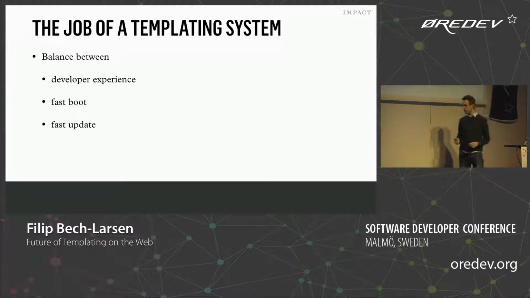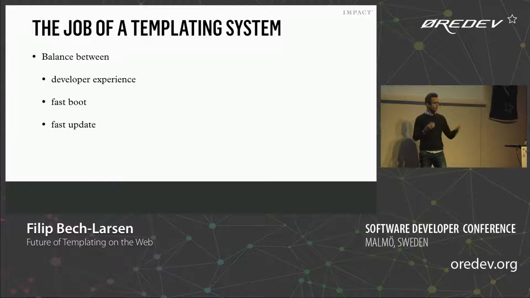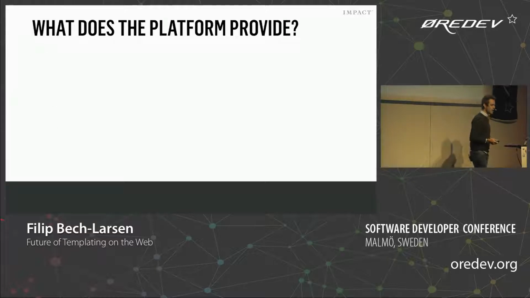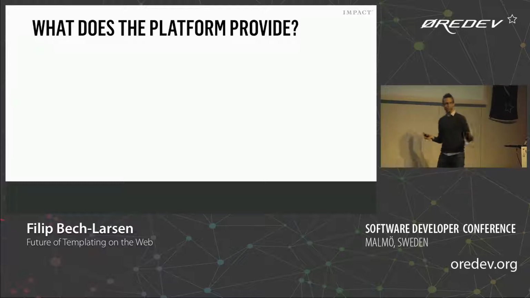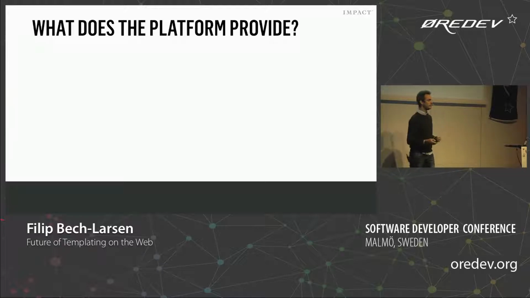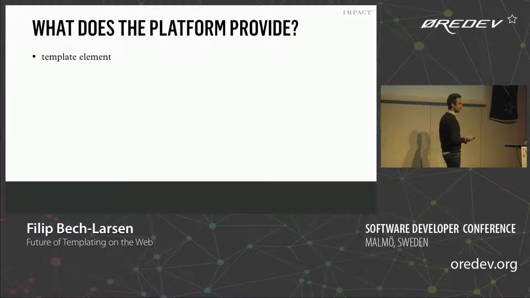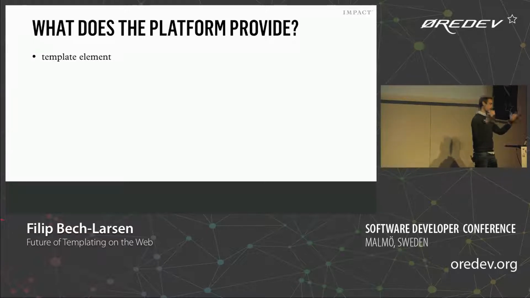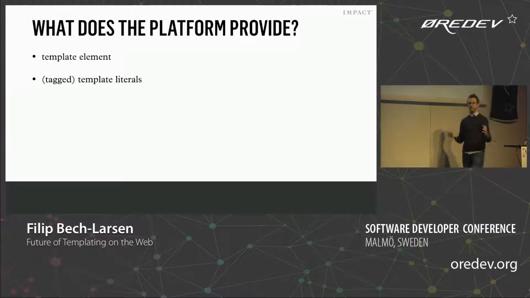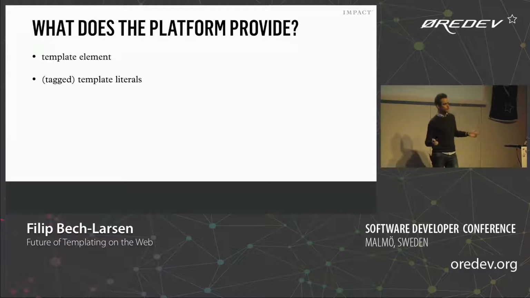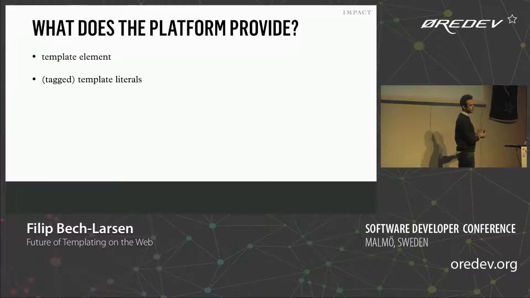And being a web developer, I like to see what the platform has, or what the standards have. What do we already have that could be building blocks for something like this? With ES6, or ES2015, or whatever religion you're part of, we got two new features, or whatever you want to call them, that have template in the name. So I thought I'd take a look at those. Those are the template element, which is the DOM element, which I'll come back to in a little bit, and then the template literal.